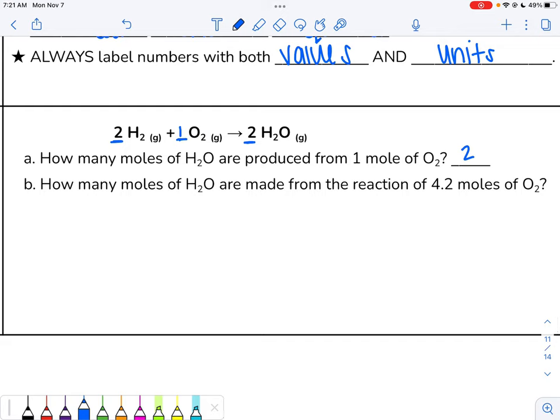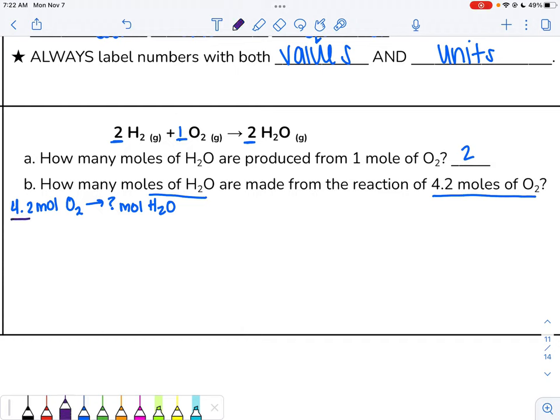Okay, so let's take this one and break it down for a second. What is this question asking us to find? How many moles are made? How many moles of H2O are made from the reaction of 4.2 moles of O2? So I know that I have 4.2 moles of O2. What am I trying to find? How many moles of H2O? Question mark, moles H2O.